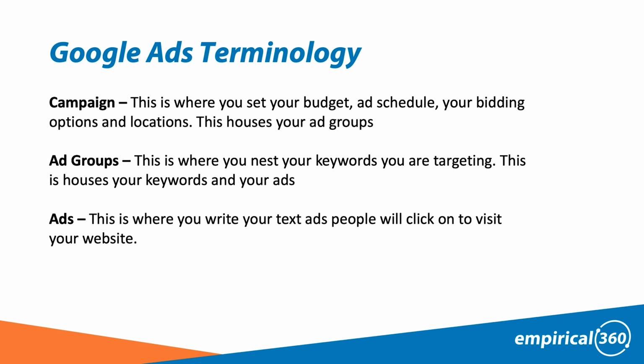Next is ad groups, and this is where you nest your keywords that you're going to be targeting, and this houses your keywords and your ads. So you'll see a diagram here on the next slide. And then ads. So this is the ads that the people actually click on, and this is where you write what they're actually going to look like on the Google search results page.